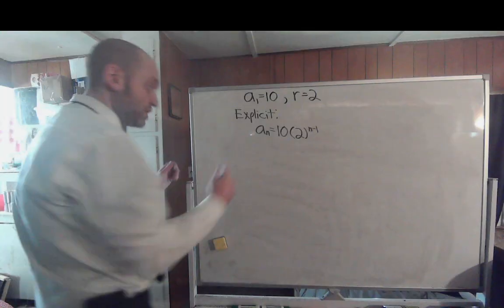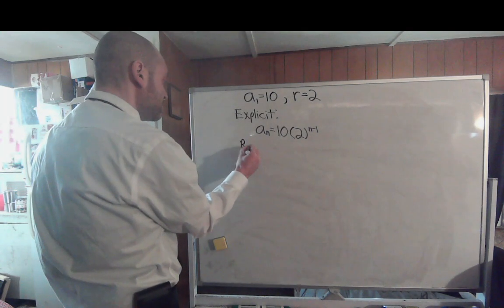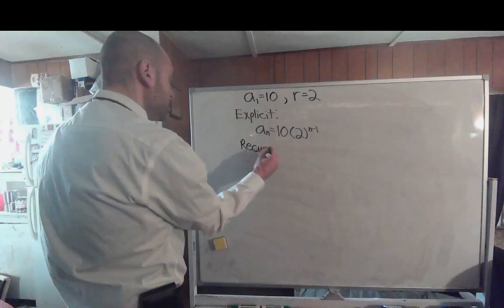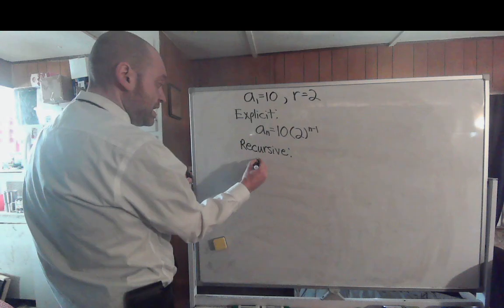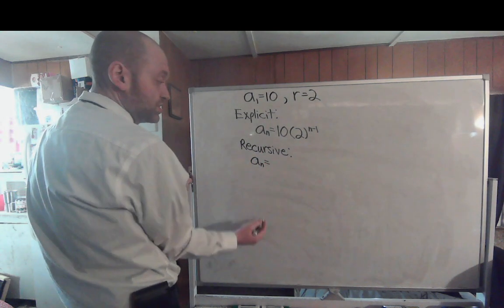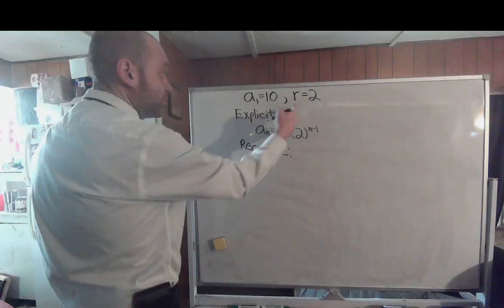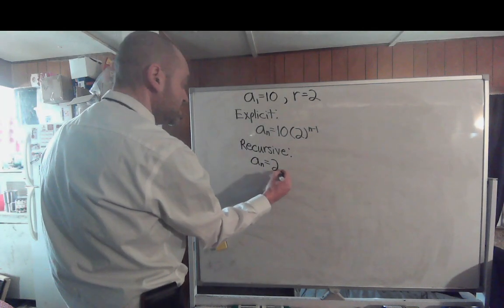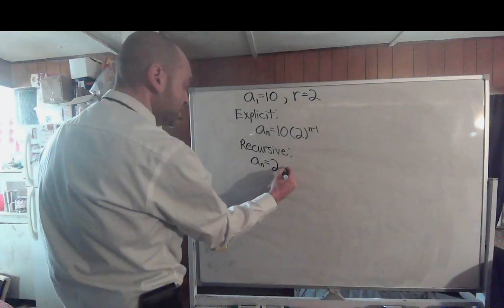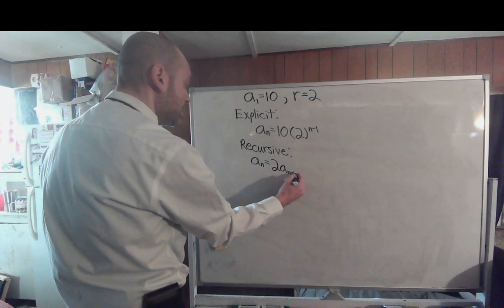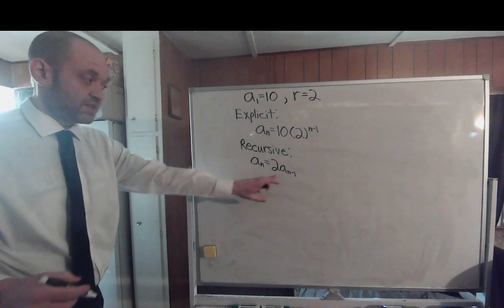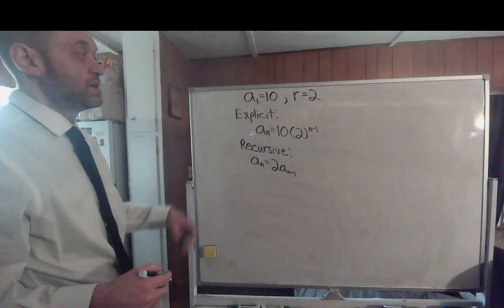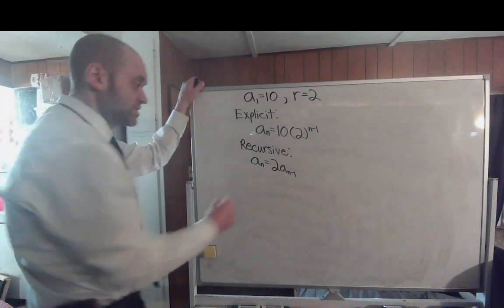Now let's find the recursive formula. The recursive is just simply going to be a sub n equals that common ratio of 2 times your a sub n minus 1. So it's just 2 times the previous term. I think this is going to be a lot better to work with. Now let's list out the first 5 terms of the sequence.